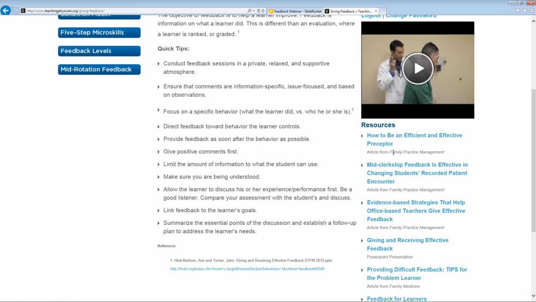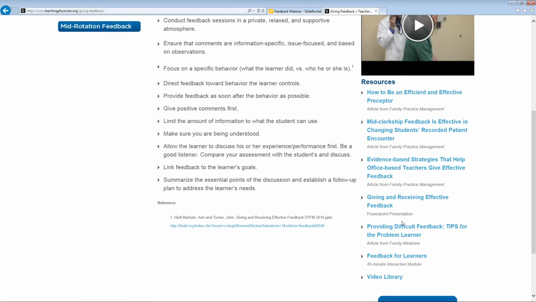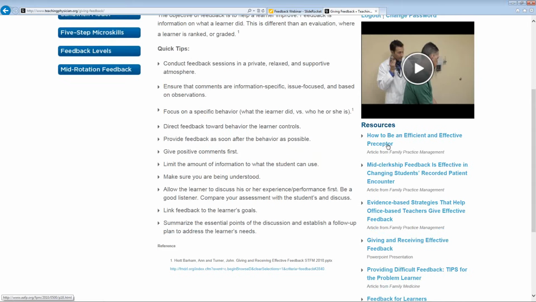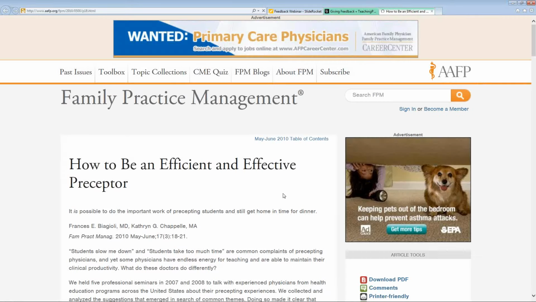And it's typically an article, or you'll see down here one of my colleagues has put together a PowerPoint presentation, presented at one of the STFM meetings, and so that actual PowerPoint presentation is available for you. And then at the very bottom, this links you to that Resident Bootcamp module, which would start this interactive CME module about feedback. But if you look at the link here, it should pop open pretty quickly to one of the articles about giving feedback, How to Be an Effective and Efficient Preceptor.